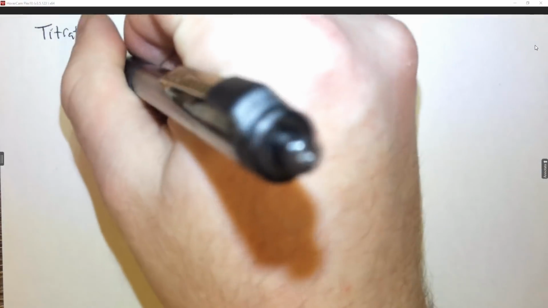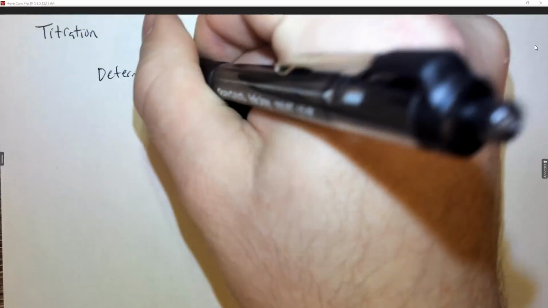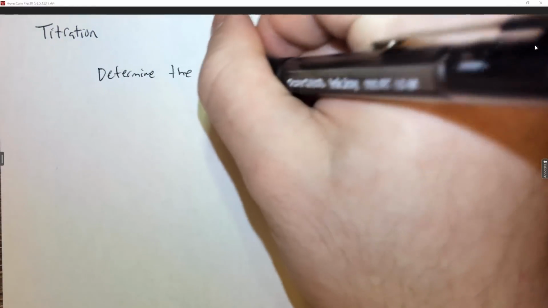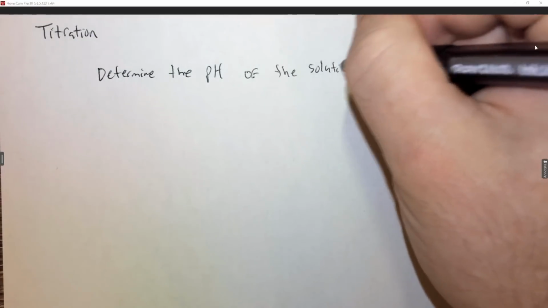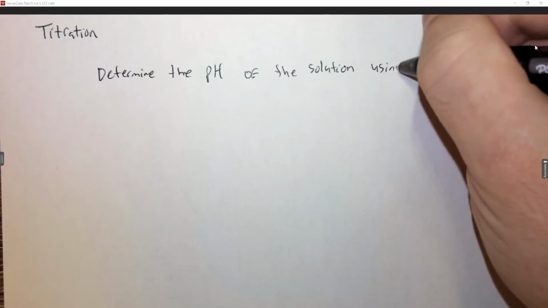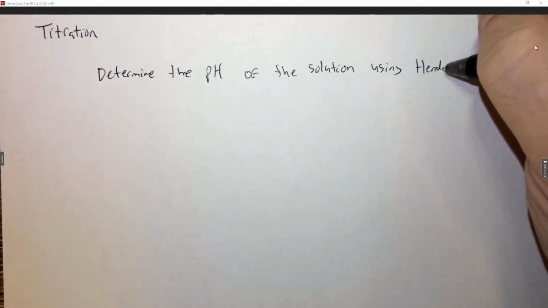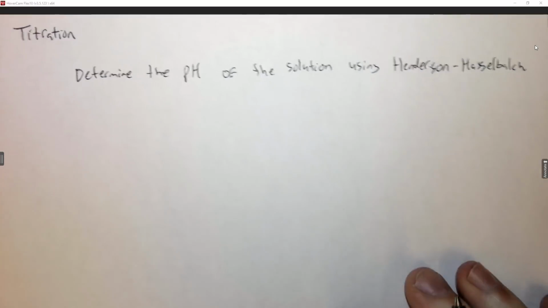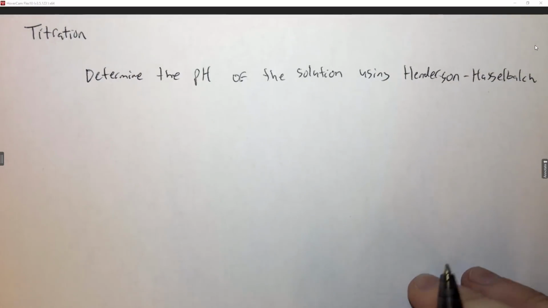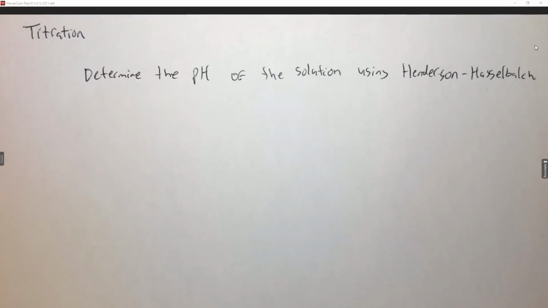The final section of the experiment is titration. You're going to determine the pH of the solution using the Henderson-Hasselbalch equation. We've decided to make you use the Henderson-Hasselbalch equation because this reaction, or rather the solution, contains both an acid and its conjugate base.